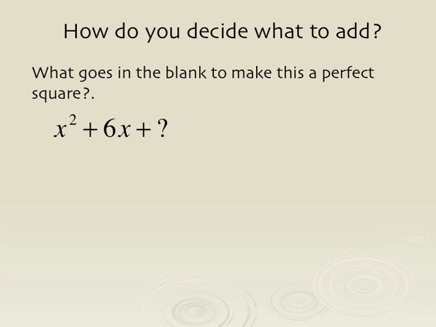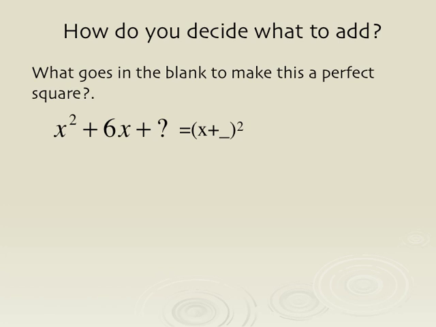So how do you decide what to add? What needs to go in the blank to make the trinomial shown below be a perfect square? I have x squared plus 6x plus something, and I need to know what goes in place of that something. What I want to do is to factor this so that it becomes x plus something, that whole quantity, squared. And I need to know what should replace the question mark.